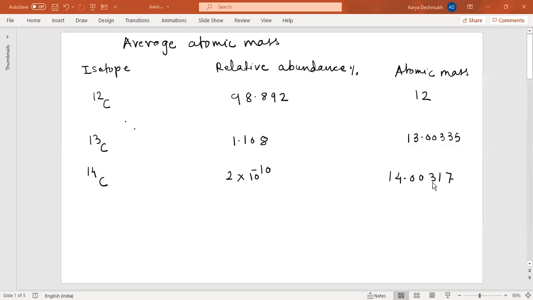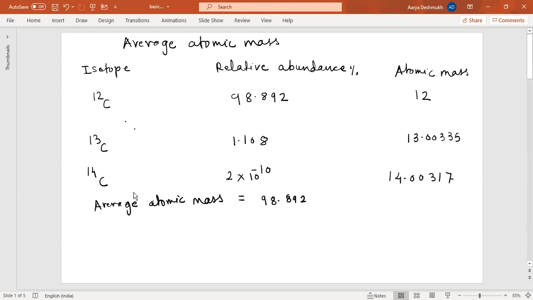Now when we are supposed to use the atomic mass of carbon as an element, we have to take the average of these atomic masses of all the three isotopes. So you can write this as the average atomic mass of carbon. You can calculate it very easily. You just have to take the average of this.